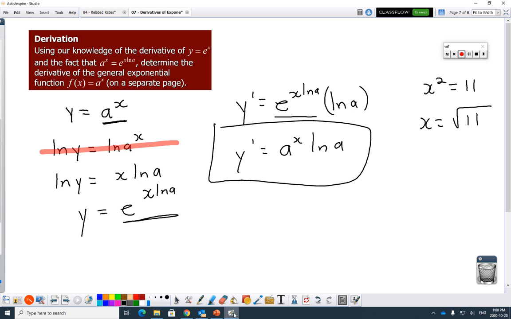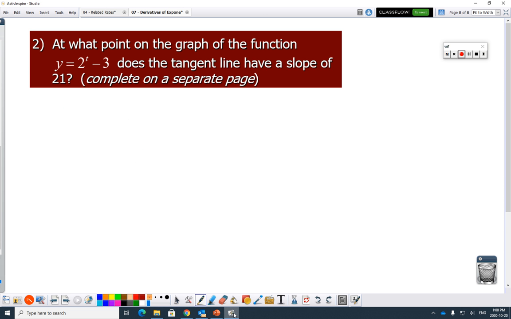Last example. Here we go. At what point on the graph of the function y equals 2 to the t minus 3 does the tangent line have slope 21? So y equals 2 to the t minus 3. And I'm going to make a mistake here, and hopefully someone will catch it. I want slope of 21. Okay, so I need y prime.